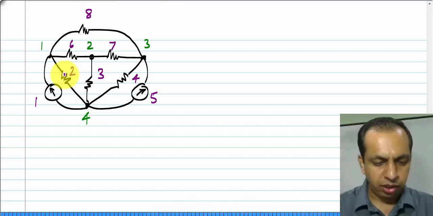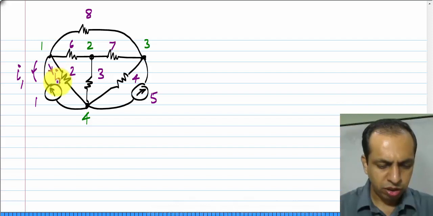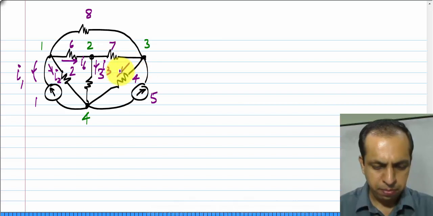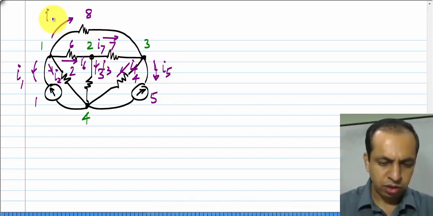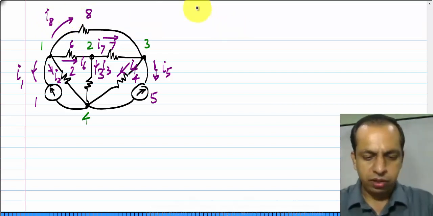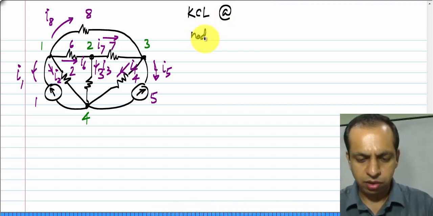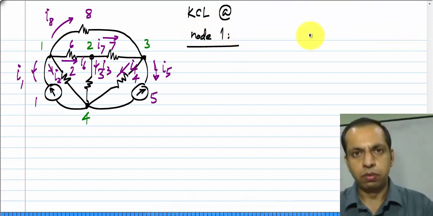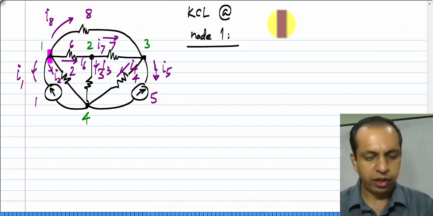Now, I will just label the currents in each branch in some arbitrary direction, it does not matter: I 1, I 2, I 6, I 3, I 4, I 5, I 7, I 8. Now, we can write Kirchhoff's current law equations at node 1. What do we have? The sum of I 1, I 2, I 6 and I 8 to be 0.